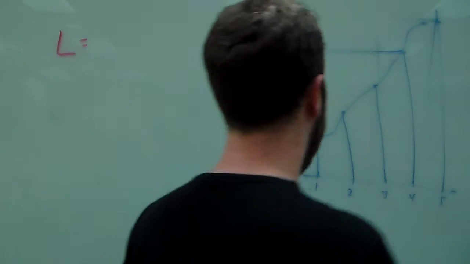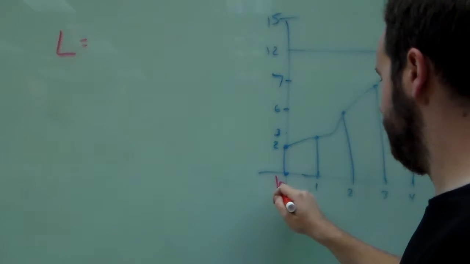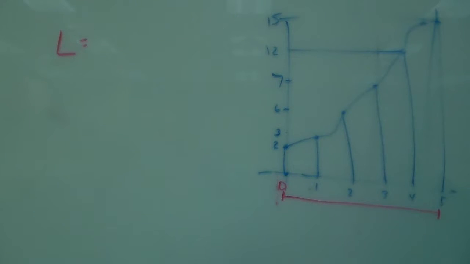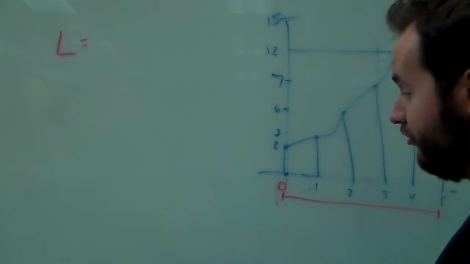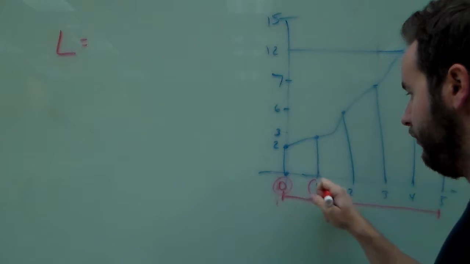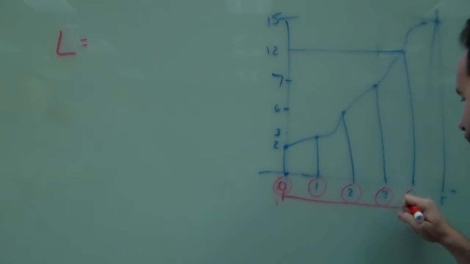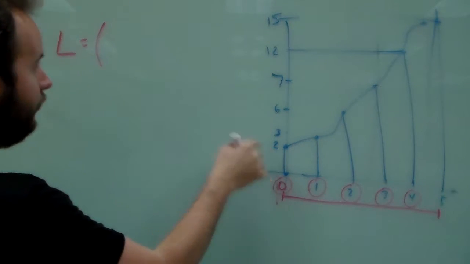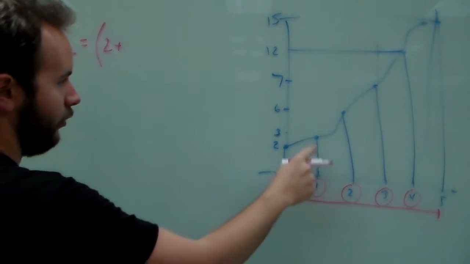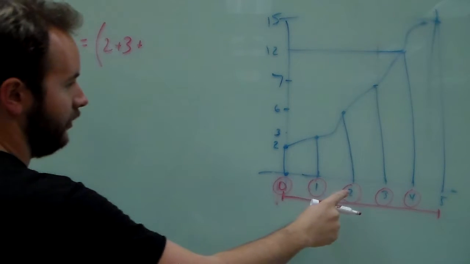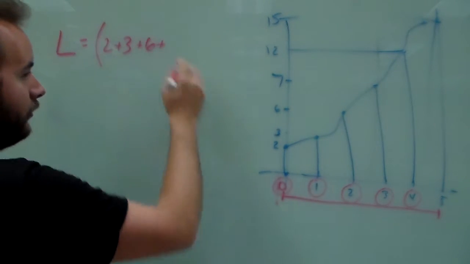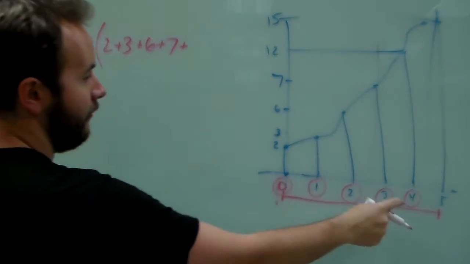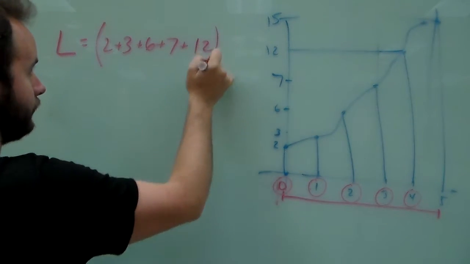The left approximation method says, here's my number line. Number line goes from 0 to 5. When I'm using the left approximation method, I'm going to circle these endpoints, 0, 1, 2, 3, and 4. So I'm going to go ahead and add these all up. The value at 0 is 2. The value at 1 is 3. The value at 2 is 6. The value at 3 is 7. And the value at 4 is 12.